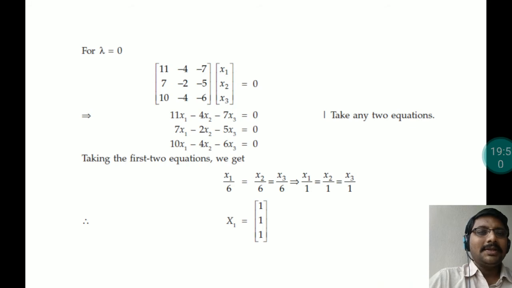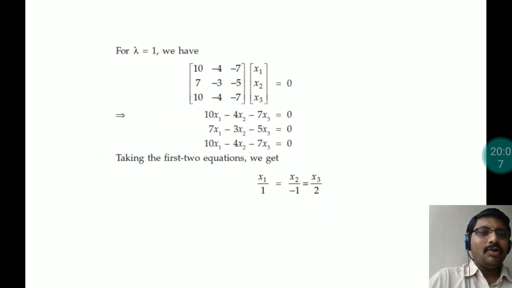For lambda equal to 0, consider the same as above, that is (A minus lambda I) x equal to 0. So we will have three equations. Solving these three equations, we will have the first eigenvector, that is x1 is the matrix 1 1 1.